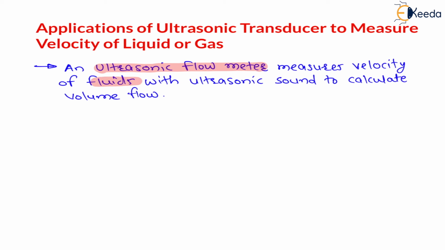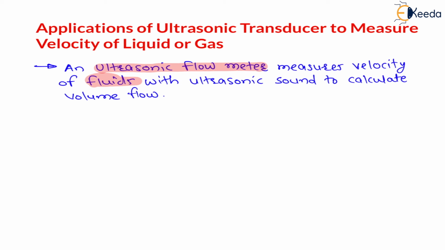And what is a fluid? Fluid is nothing but liquids and gases. Liquids and gases are called fluids, right? So my dear students, an ultrasonic flow meter measures the velocity of fluids with ultrasonic sound to calculate volume flow. That is, volume flow means the mass flow rate. If I get velocity, I can calculate the mass flow rate as well as the volume flow rate.